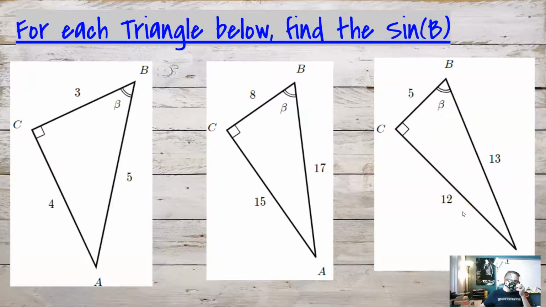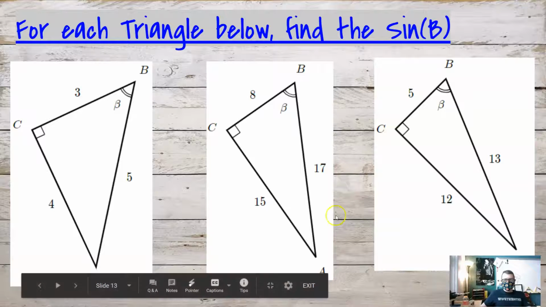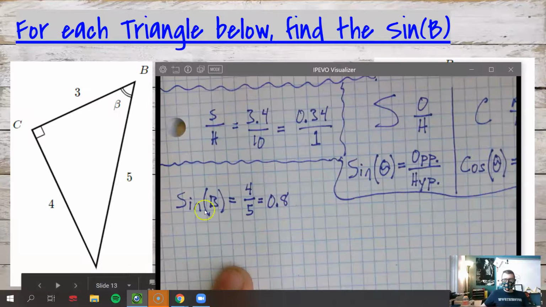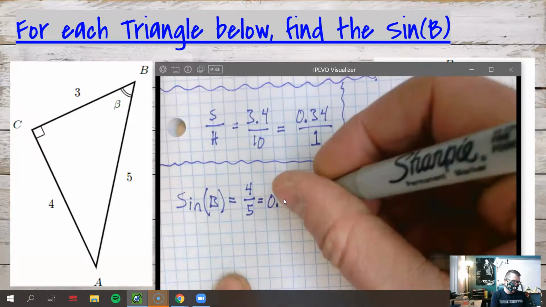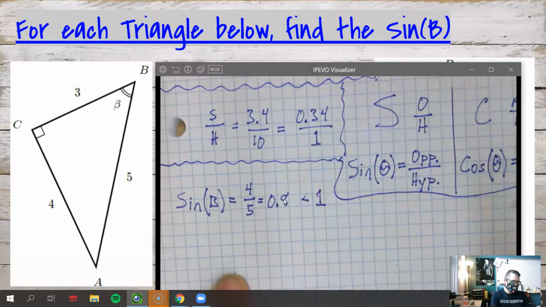What we should notice is, since the hypotenuse is always the longest side, what do we notice about every ratio that we get for sine? If the hypotenuse is in the denominator, and it's always the longest side, these ratios are always going to be less than 1.